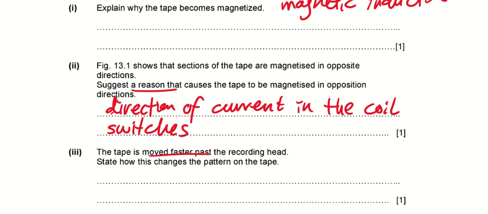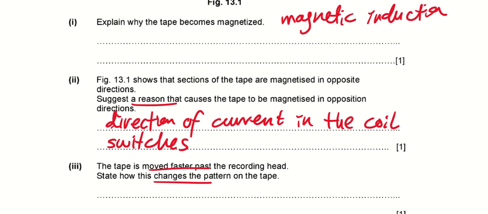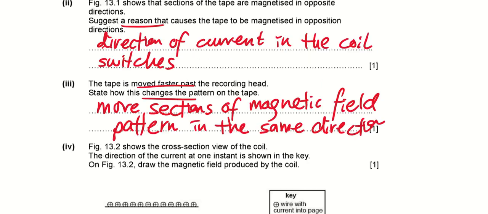State how this changes the pattern on the tape. What happens to the pattern? The tape is moved faster past the recording head. So if it moves faster, more sections of the magnetic field pattern will be facing the same direction. Correct? Because my current didn't change direction so many times, but it passes through like that.